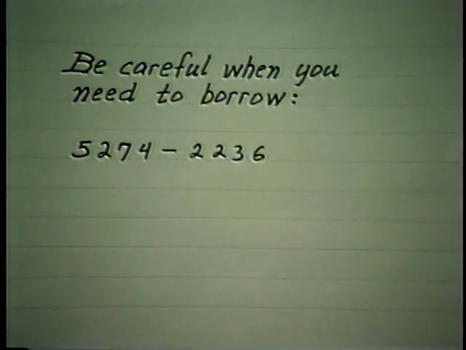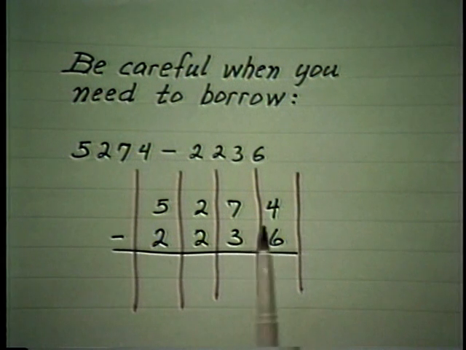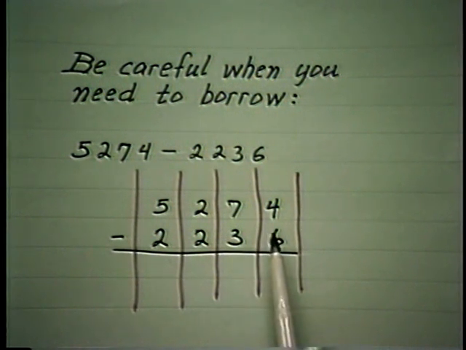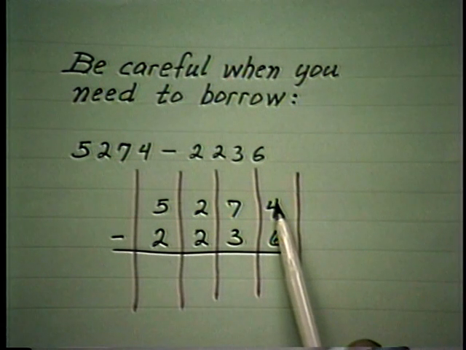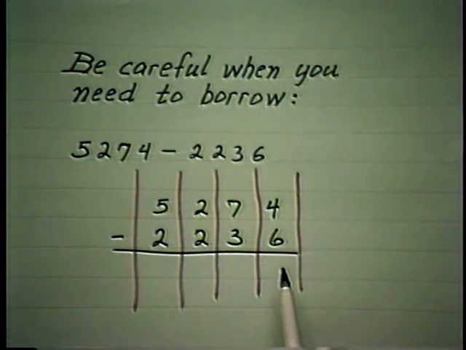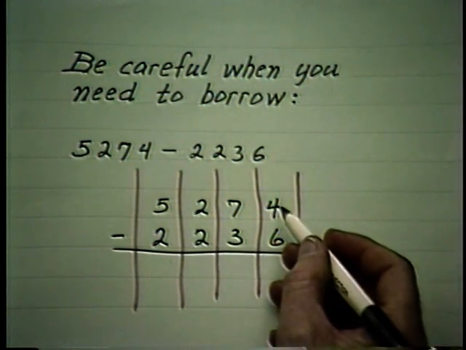And also, let's caution ourselves to be careful when we need to borrow. First, let's line these up vertically by place values, like this. Then remind ourselves we can only subtract places. So we want to subtract 6 from 4, but in fact 6 won't subtract from 4. A very common mistake is to reverse this and subtract 4 from 6 and write 2. But that's definitely wrong. You must subtract 6 from this.